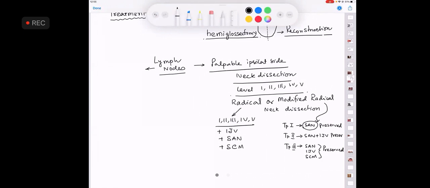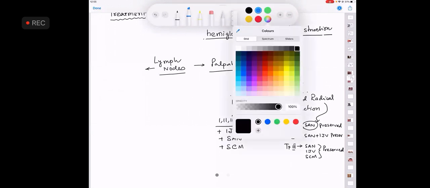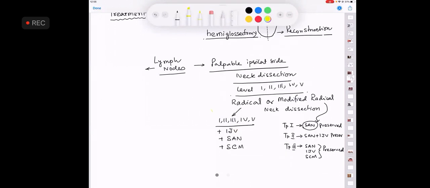So please do not tell the examiner that I am going to do a radical or a modified radical. That decision is taken on the operation table. You cannot predict that, but definitely I would like to do a modified radical. That is always within my ability, but I can do a radical or a modified radical. But this is what you are required to remember.